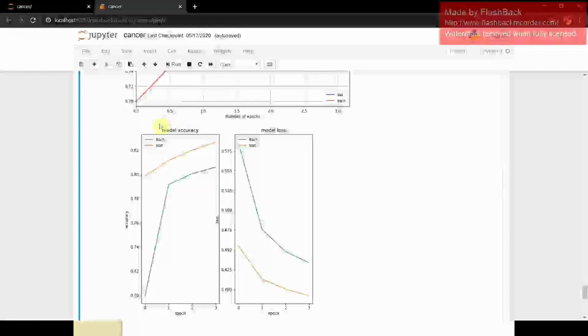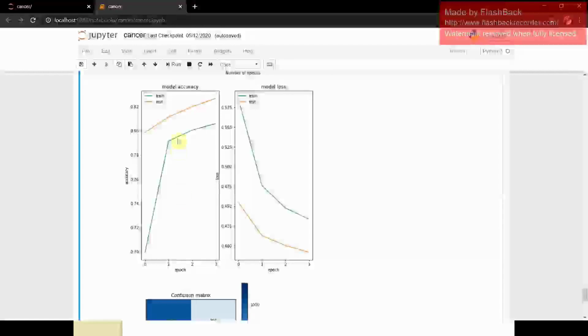Yes, here you see the model accuracy and the model loss. These two graphs: the blue line shows the train and the orange line shows the test. We train our data set by using the CNN algorithm. About 70% of our data set is used for training, and the remaining 30% is kept for testing. So you see the accuracy.